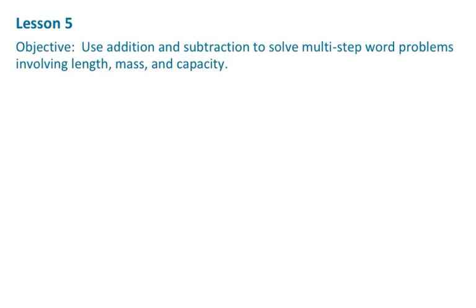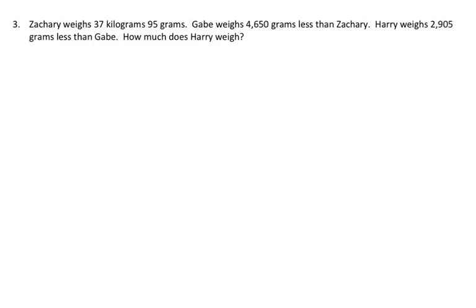This is grade 4, Module 2, Lesson 5, and the objective in this lesson is to use addition and subtraction to solve multi-step word problems involving length, mass, and capacity. So we're going to look at homework problem number 3.